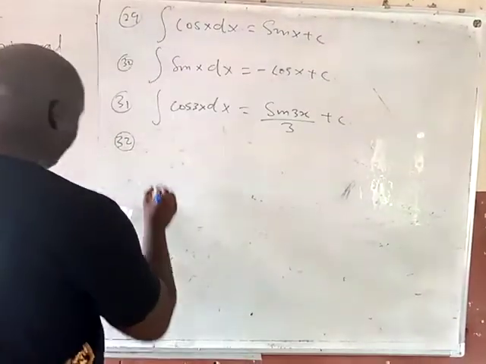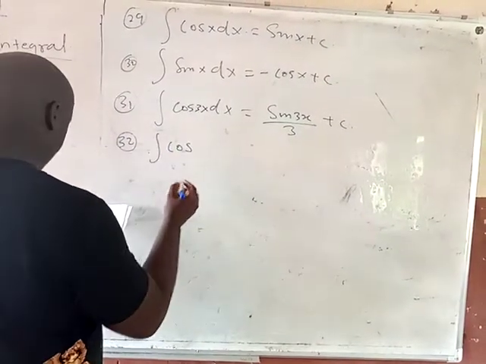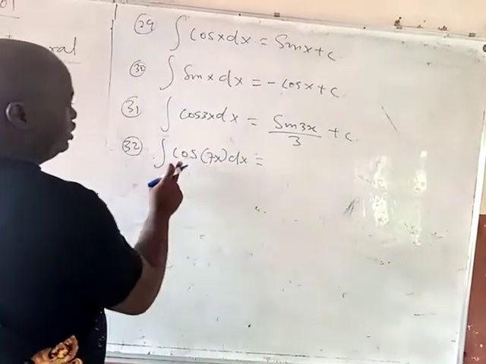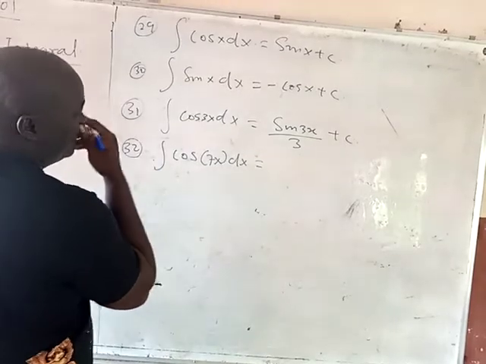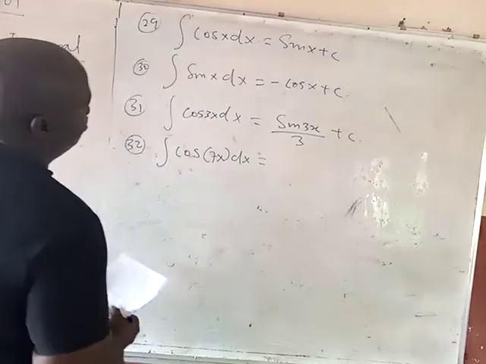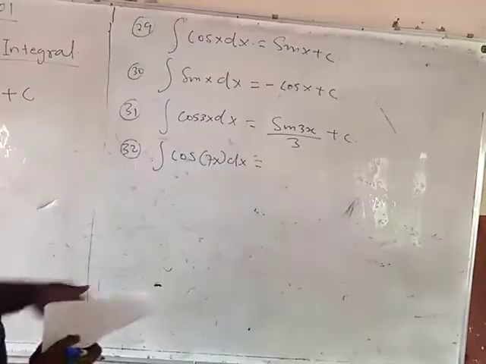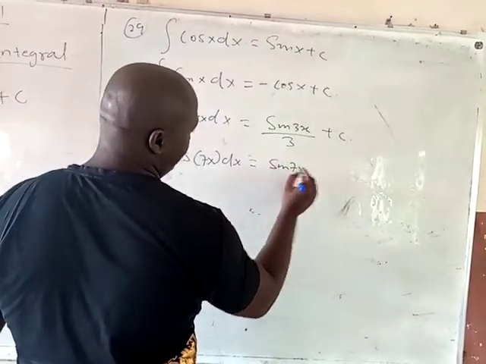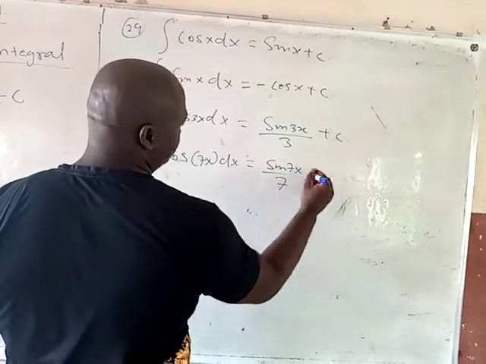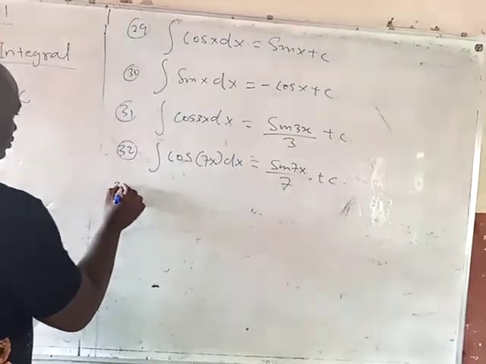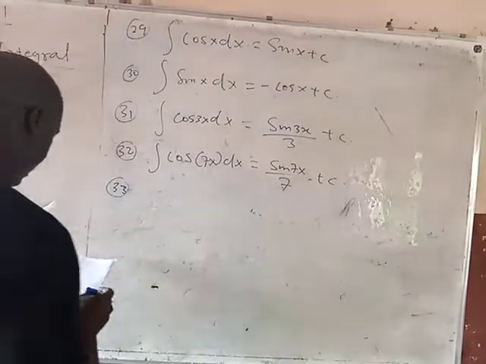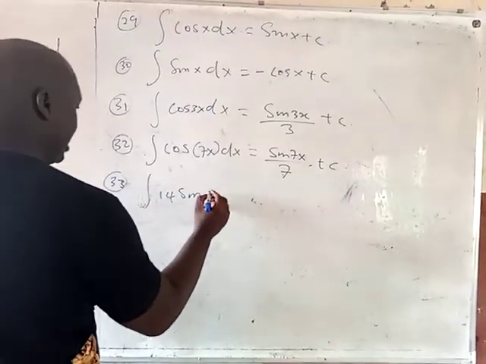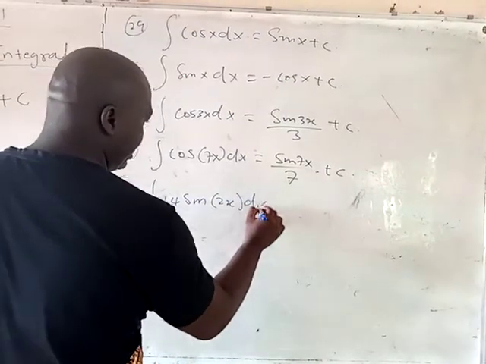What if you have the integral of cos 7x dx? The integral of cos, what is it going to give you? If you differentiate cos, what are you going to get? You get sine, right? So you have sine 7x divided by the coefficient of x, 7, plus C. Number 33.